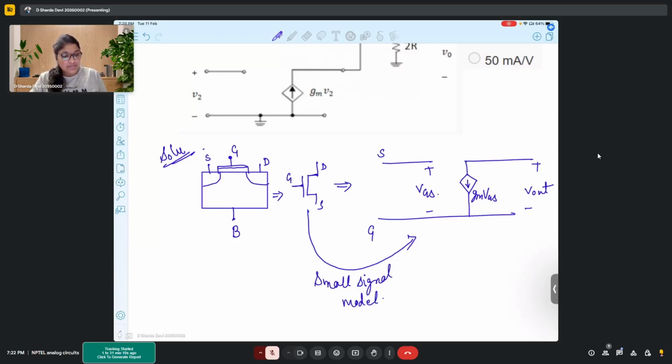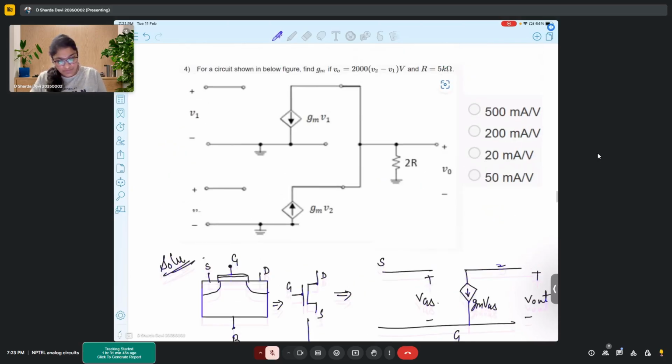Now after this, wherever you see resistors, capacitors in your circuit, you can simply attach those resistors, capacitors into this small signal model of the MOSFET and analyze the circuit using the basic normal KCL and KVL. Okay, so this is the basic small signal model of our MOSFET.